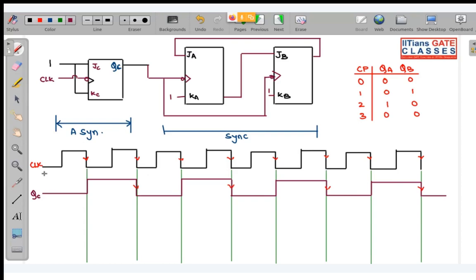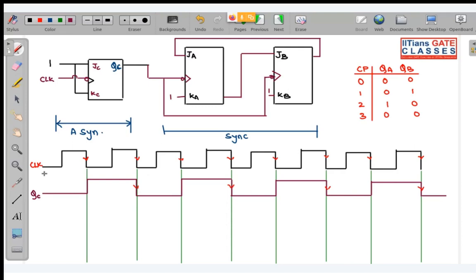So at the moment, I haven't made any comment about what will be the order. Will it be QA, QB, QC, or will it be QC, QB, QA? So in the question, don't worry, this will be given to you in what order you have to calculate. So don't worry about this. And if it is not given, the state that is toggling the least, it will be MSB, and the state that is toggling the most, it will be your LSB. Okay, so don't worry. So now up to this point, is it clear?